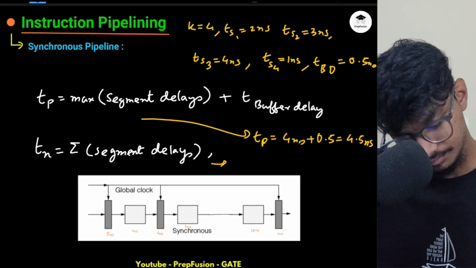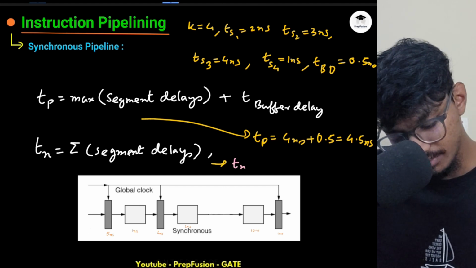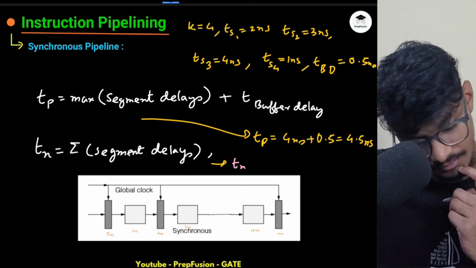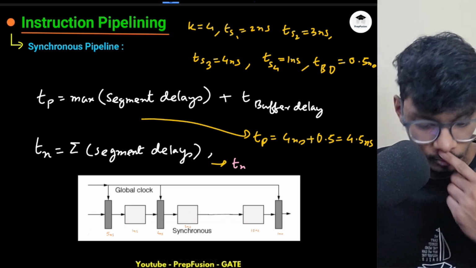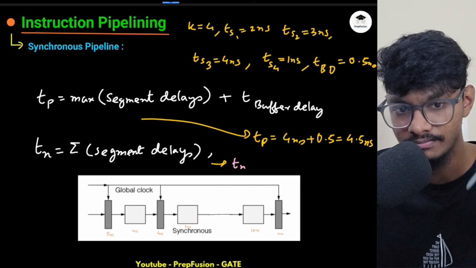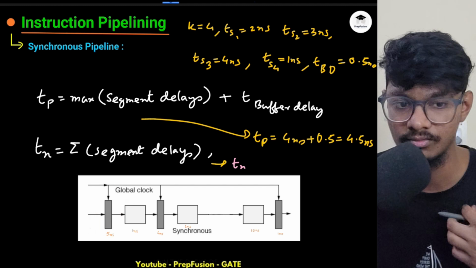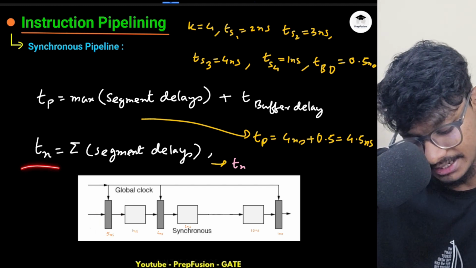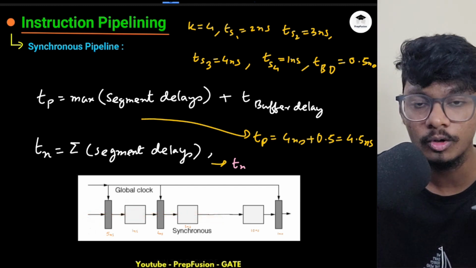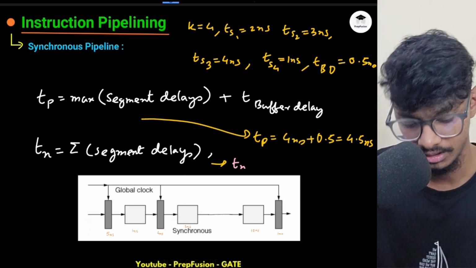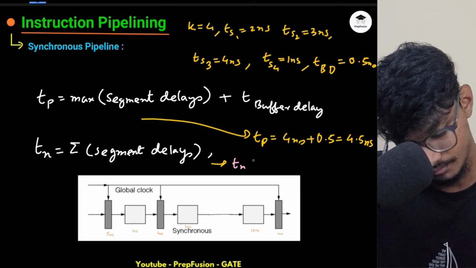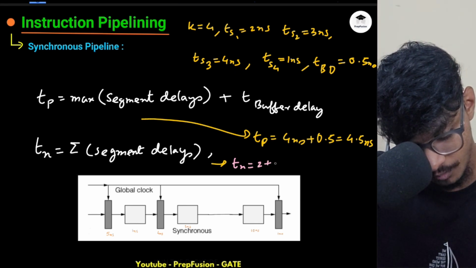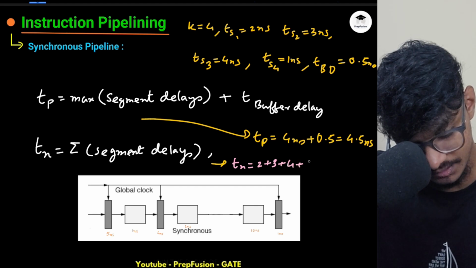What is my TN here? I don't need a buffer here. Now you might ask, why am I not adding buffer delay for all of the stages? TP is the cycle time of one stage, so in one stage only one register delay will be present. That's why we only add it once. In TN, I need to add all the segment delays, but I will not include a buffer because a non-pipeline system doesn't have a buffer. So it will be 2 plus 3 plus 4 plus 1 equals 10 nanoseconds.